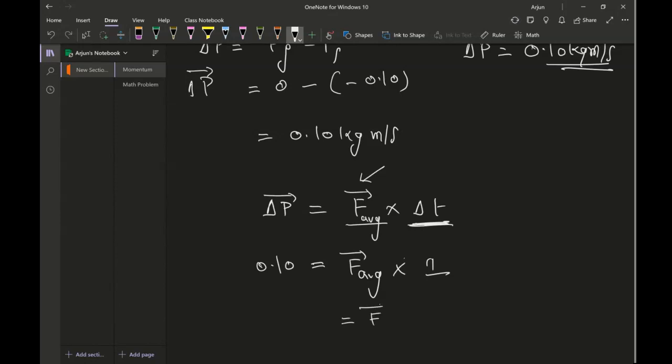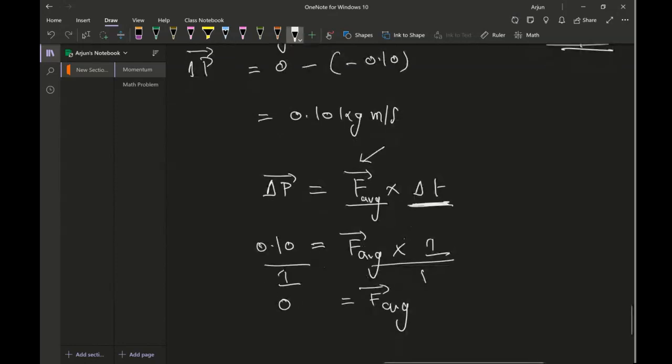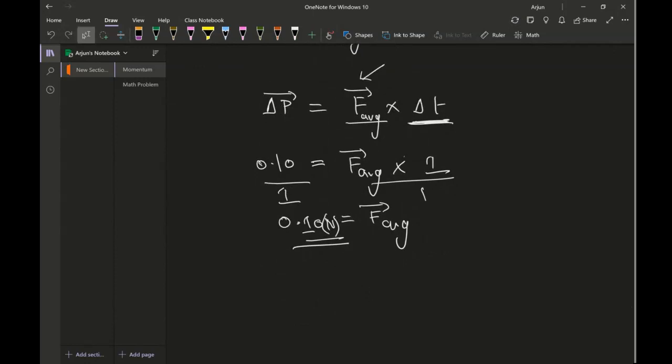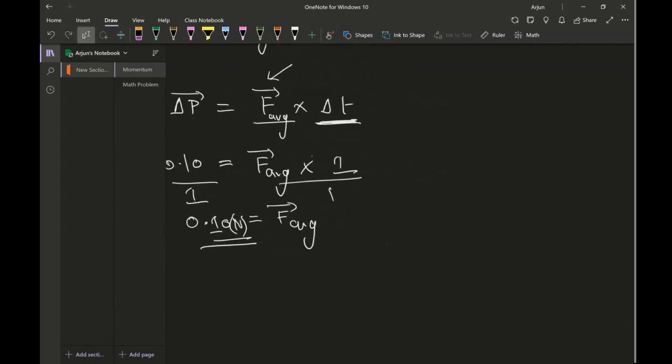So how much force is being felt by the egg? I divide both sides by 1, and that will be 0.10 newtons. The unit of force is always newton. And that is the force felt by the egg in the very first case.